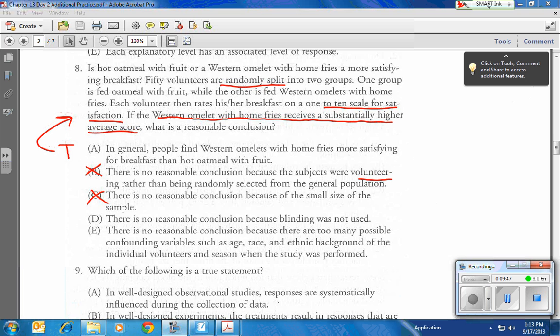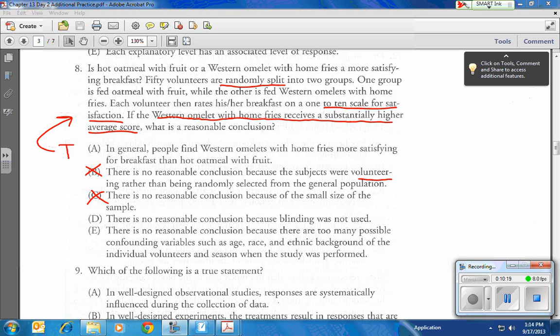D, there is no reasonable conclusion because blinding was not used. Now, could you use blinding in this? No, that's not what blinding is. Blinding is you not knowing what group you're in. Is there any way you can sit down at your breakfast, have your meal given to you, and not know what you're eating? You know what group you're in because you're eating either oatmeal and fruit or an omelet. Or you don't have to tell them about the other group.